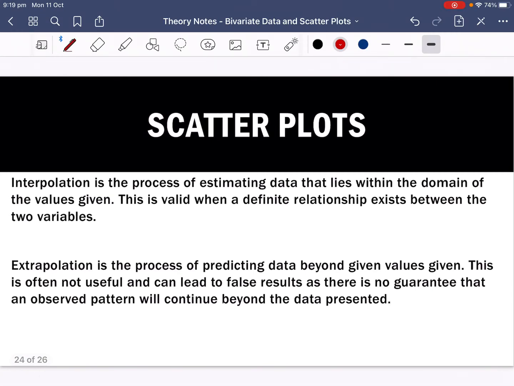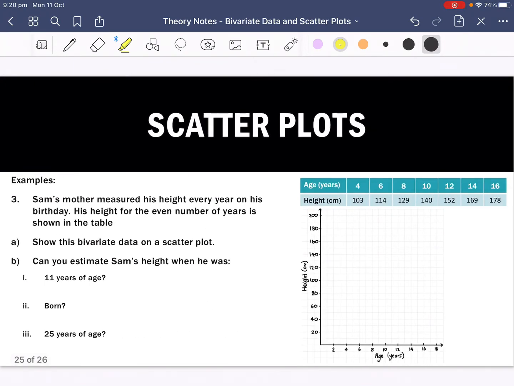Okay, so then we have this thing called interpolation and extrapolation. Interpolation is the process of estimating data that lies within the domain of the values given. This is valid when a definite relationship exists between the two variables. Extrapolation is the process of predicting data beyond values that are given to us. This is often not useful and can lead to false results, as there is no guarantee that an observed pattern will continue beyond the data presented.